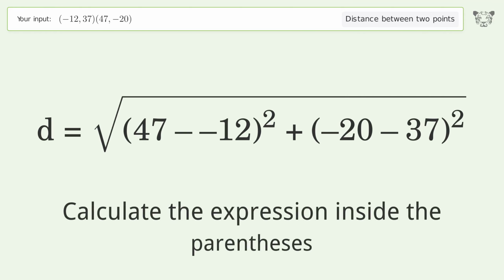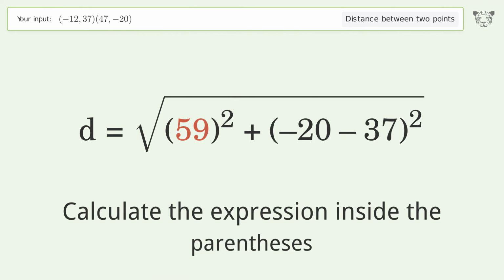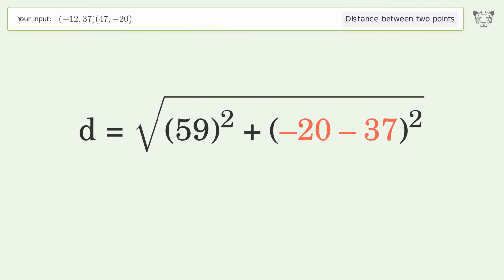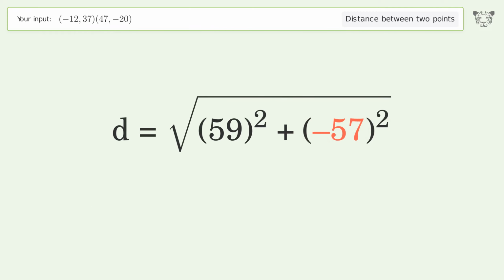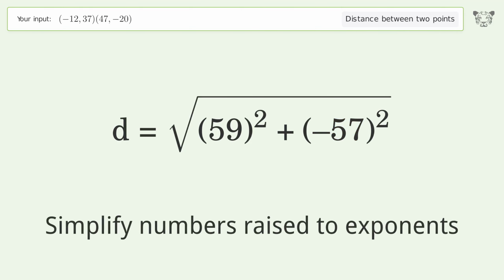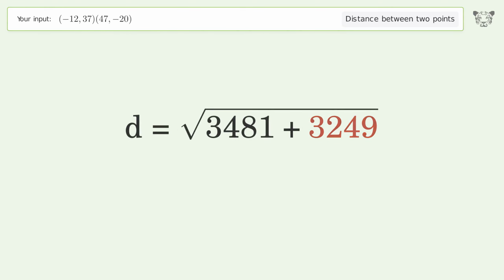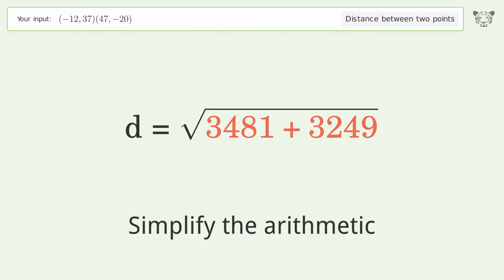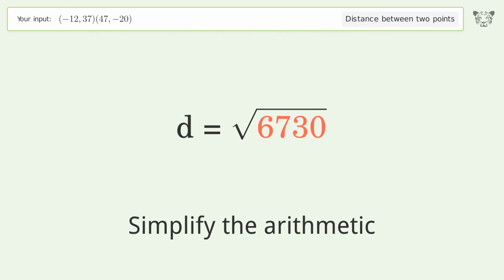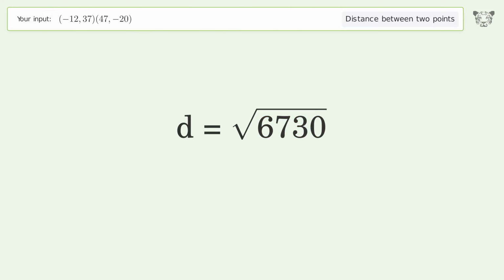Calculate the expression inside the parentheses. Simplify numbers raised to exponents. Simplify the arithmetic. And so the distance between the 2 points is the square root of 6,730, or 82.037.